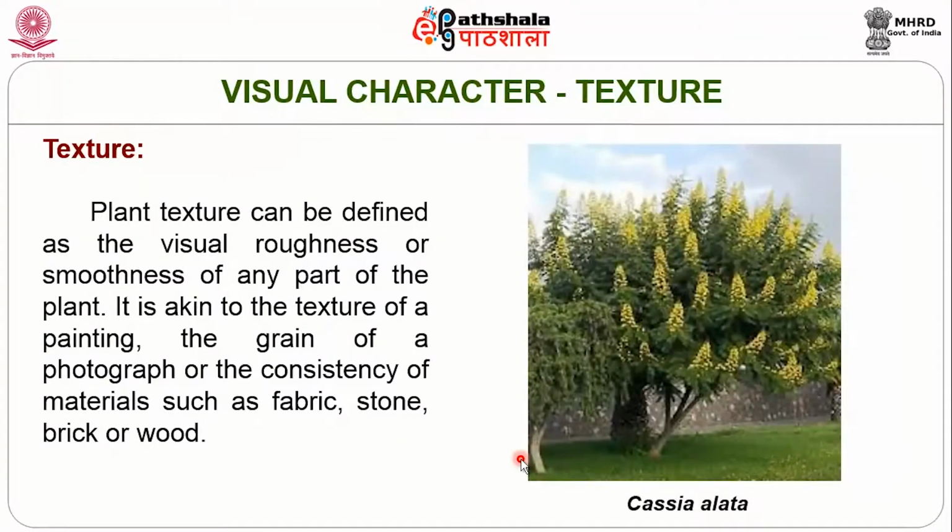Then we come to another character, which is the texture of the plant itself. So, plant texture can be defined as the visual roughness or smoothness of any part of the plant. It is akin to the texture of a painting, the grain of a photograph, or the consistency of materials such as fabric, stone, brick or wood. So, texture is how rough or how smooth a plant looks when I look at it.